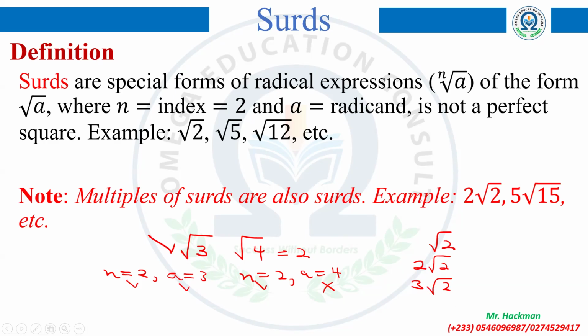Is my point well made? So it means if this is a set, whatever its coefficient is, it will still remain a set. If what you have here is a set, multiples of that, which will be 5 times this, will also be a set. So if you want to determine a set, remember, we don't use the coefficients. We said we use the index and the radicand. So irrespective of the coefficients, if what you have here is a set, it will still remain a set. So take note of that.